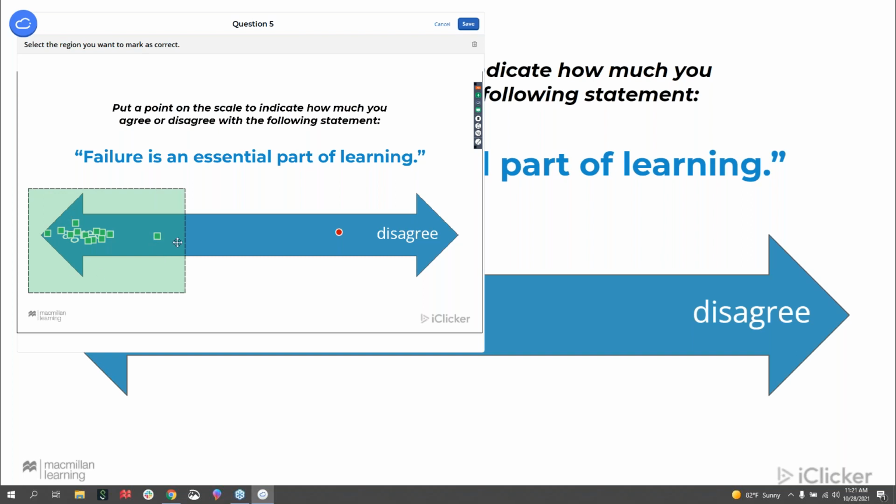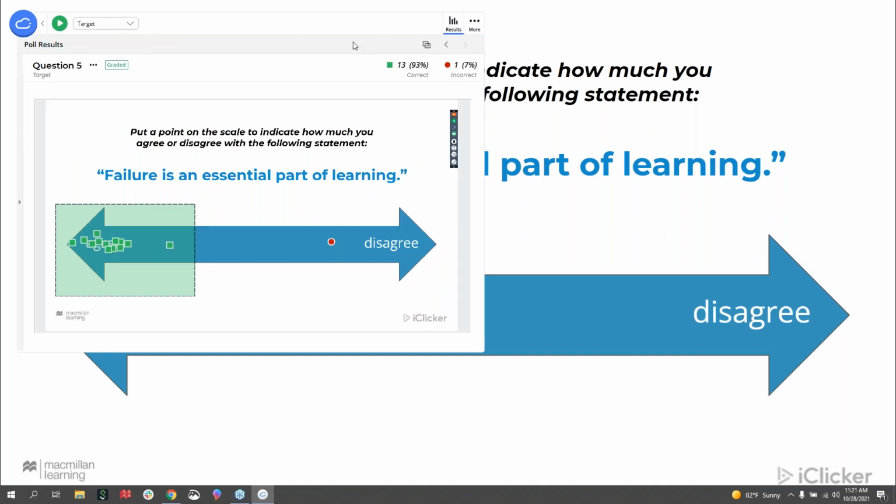And I'm going to put my correct answer square over here. Sorry about that little guy over here. And I'm going to go ahead and save that response. And now I've graded all the results in the class.